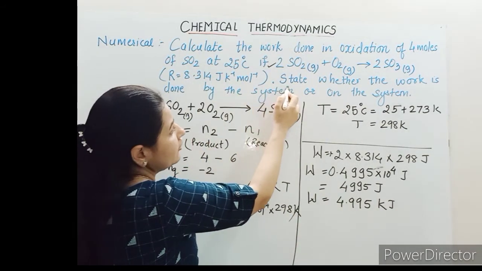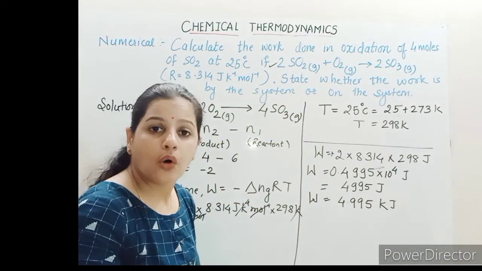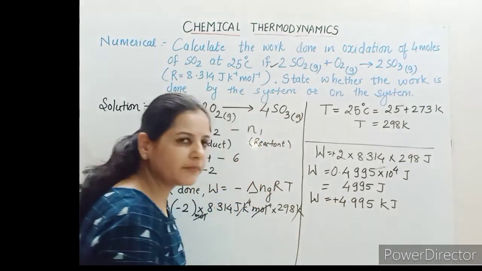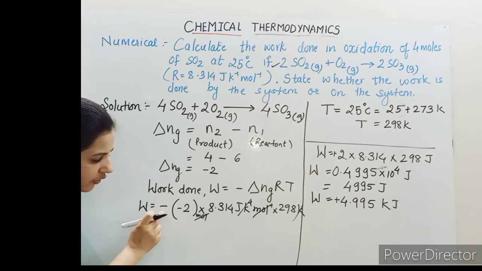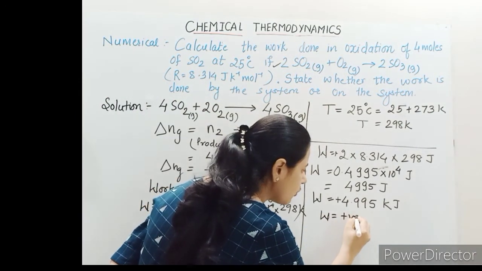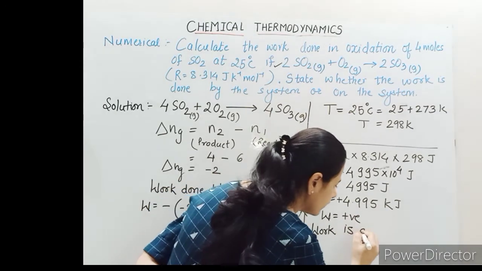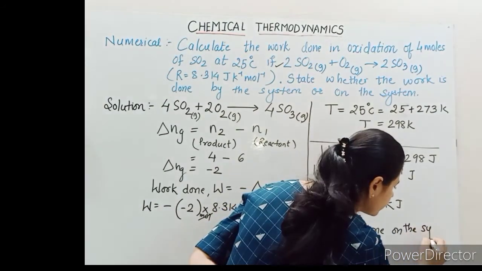Next he is asking, state whether the work is done by the system or on the system. Now in this case, since the W has become positive, यहाँ -2 आया था हमारा, so W has become positive now. Since W is positive, means what? The work is done on the system. Work is done on the system. So here is your answer.